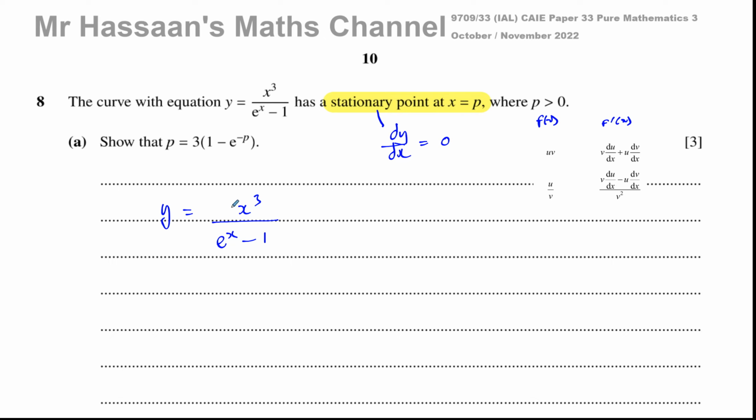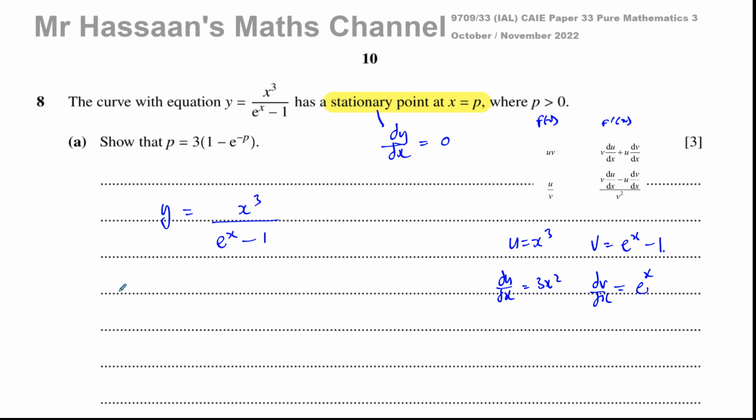So in this case, we call u x cubed, and we call v e to the power of x minus 1. And we have to find du/dx, which is 3x squared, and dv/dx, which is e to the power of x. When you differentiate e to the power of x, it stays the same. If there's a number multiplying the x, or some other function in there, you have to also multiply by the differential of what's inside the function. In this case, it's just e to the power of x. If you differentiate x, you get 1, so you multiply by 1. And the minus 1, when you differentiate it, becomes 0. So we end up with this.